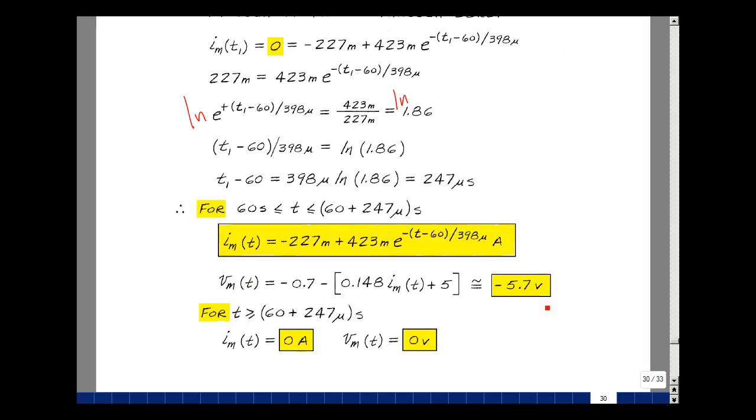Our motor has flipped its direction of voltage because now it's discharging its stored energy. It's actually generating power while this is occurring. It's again pretty short, but it is now dumping that energy. And then once you get greater than 60 plus 247 microseconds, everything goes to 0. And it's supplemental problem 413.